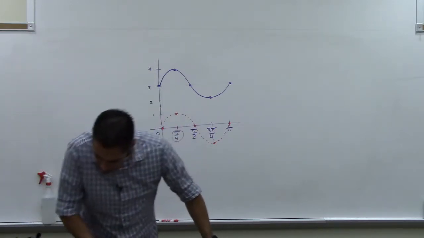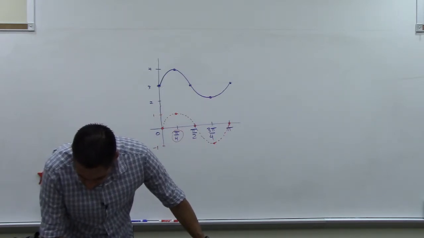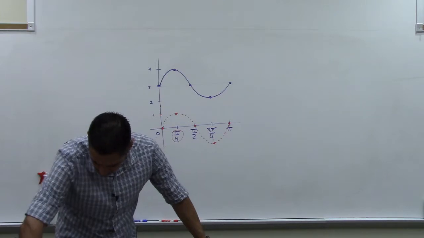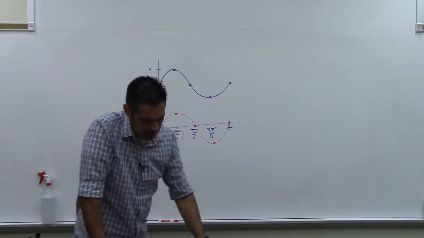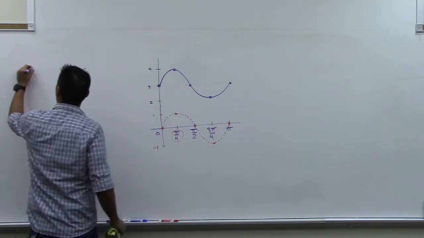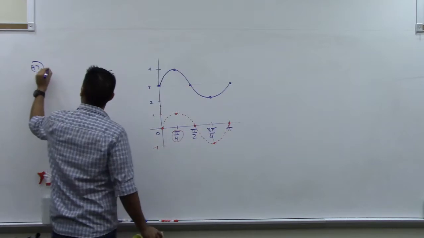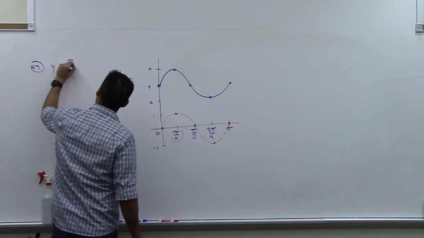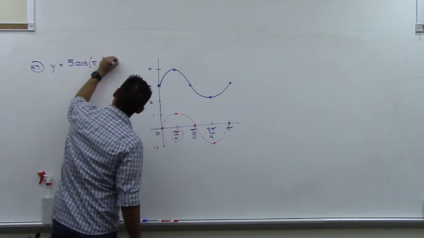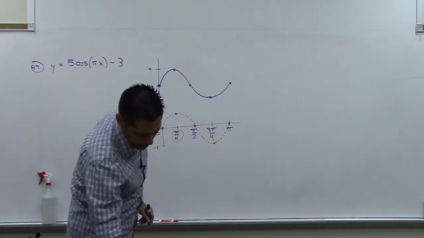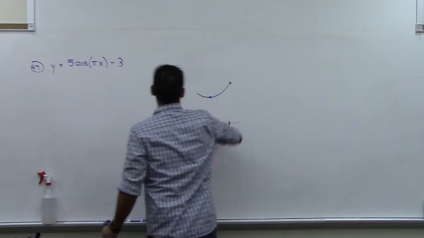Number 47. I need to cover that up so I don't do. Number 47, 5 cosine pi x minus 3. Am I on camera here? Yeah. Y equals 5 cosine pi x minus 3. Yep. All right. So lots going on here.